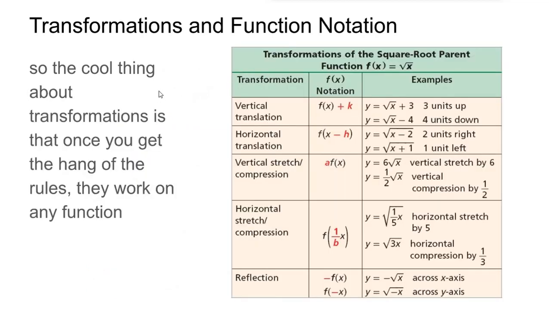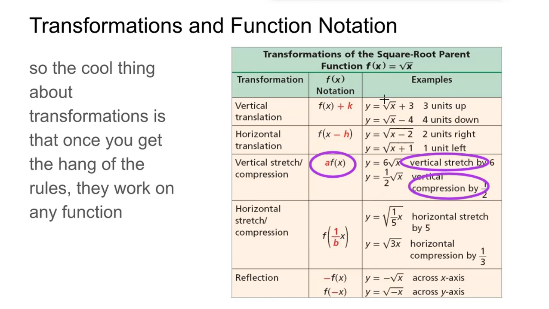Here are the same rules for a radical function. If I'm going to add a number at the end, it's going to shift it up. If it's a negative number, it's going to shift it down. If I take away a number from the x's, it's going to shift it to the right. If I add a number to the x's, it's going to shift it to the left. If I multiply the whole function by some number, it's either going to stretch it or it's going to compress it, depending on what size the number is, bigger than 1 or between 0 and 1.